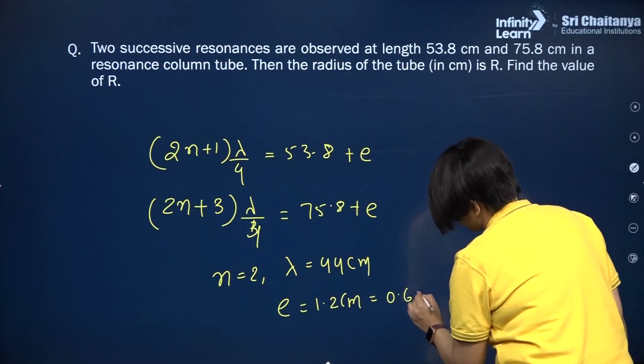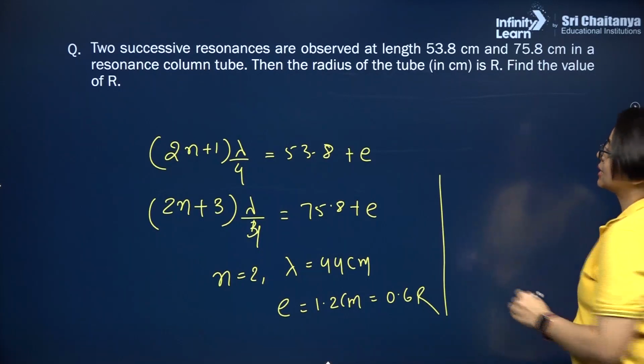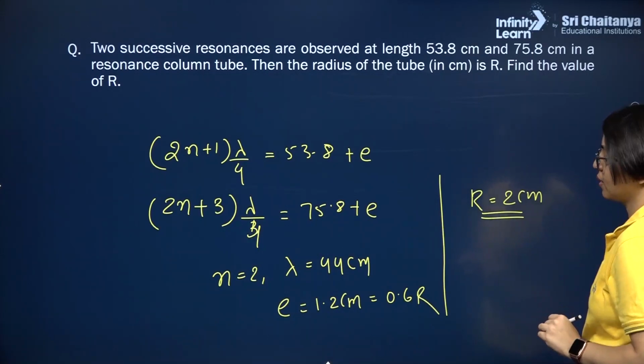So, for this, it is 0.6 r. For a closed organ pipe the value of end correction is 0.6 r. So, r will be 2 centimeter. So, the correct answer is 2.